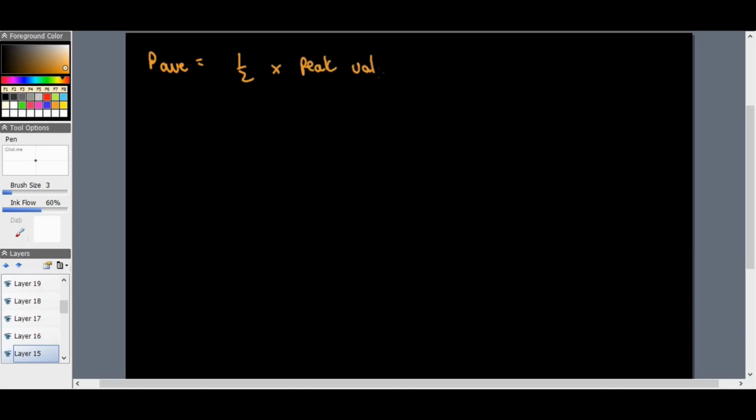Peak value of power means P max, basically. So the average power is equal to half times the maximum power, because the power of an AC source fluctuates between 0 and a maximum for each half AC cycle.